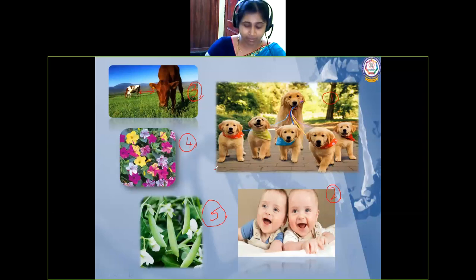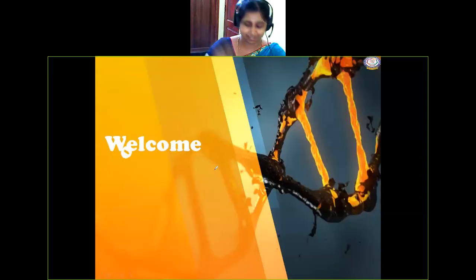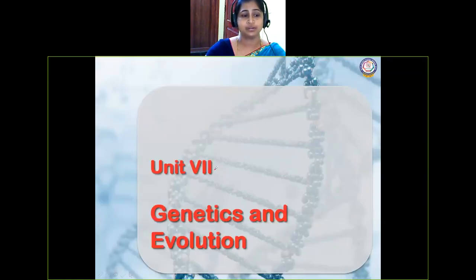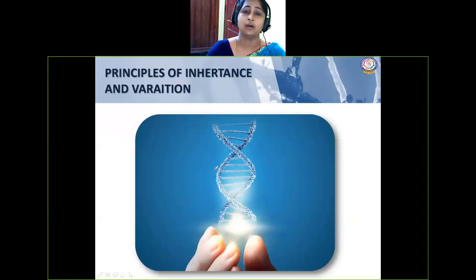So what is that? What is the basic line behind all these things? It is nothing but genetics. So I welcome you all to the world of genetics. Now, in this 12th standard, we are going to see the unit genetics and evolution. This unit is very important. It has a weightage of about 18 marks. In this first lesson, we are going to see about principles of inheritance and variation.